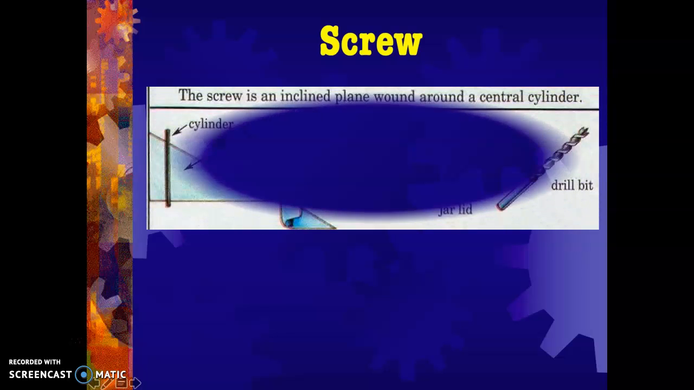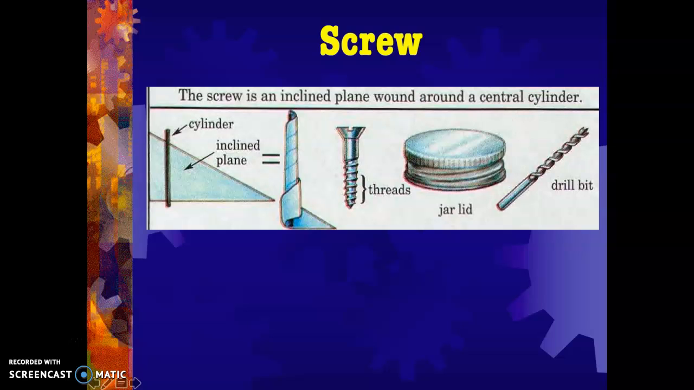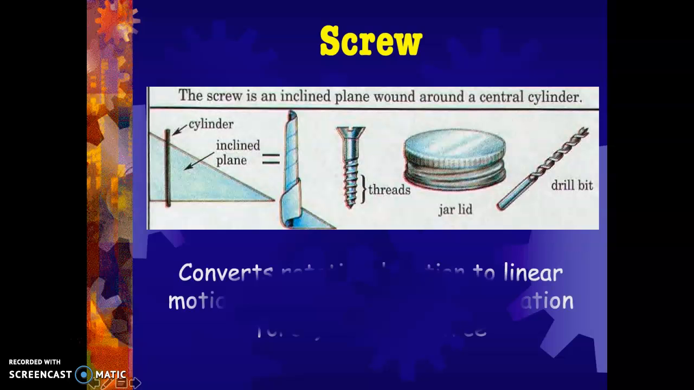So what is a screw? A screw is a specialized inclined plane. It's an inclined plane that's been wound around a central cylinder. Here you can see some different examples that we have. We have an actual screw, we have a jar lid, we have a drill bit. Okay, so those are examples of different types of screws or inclined planes around a central cylinder.